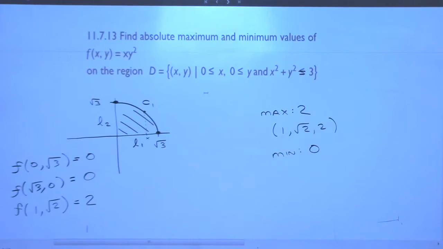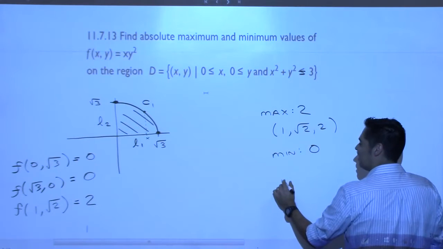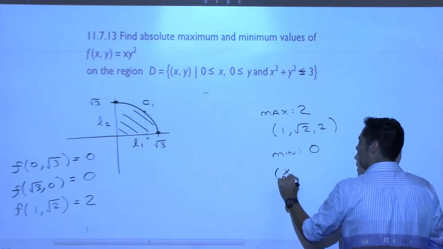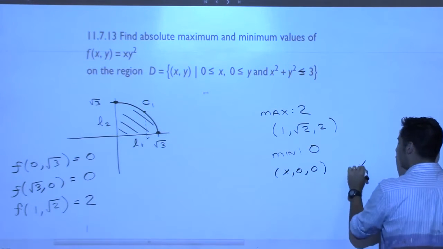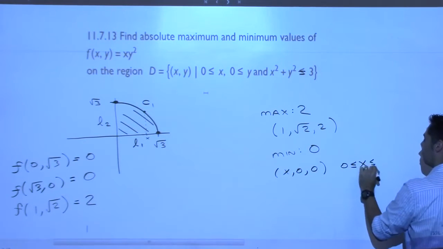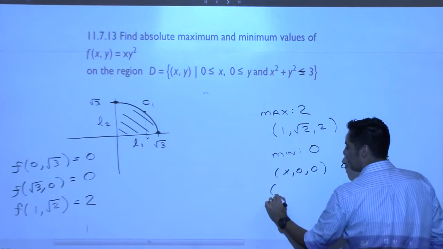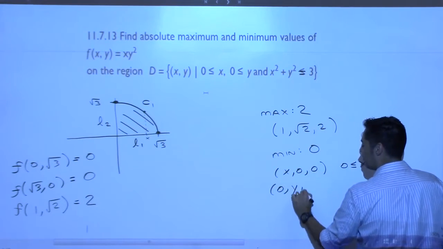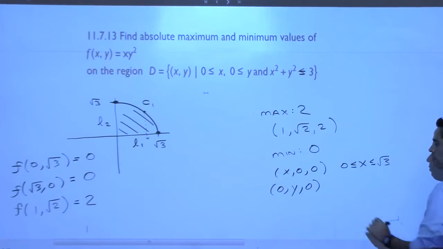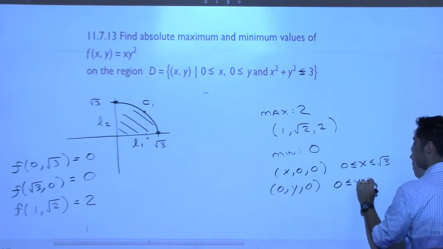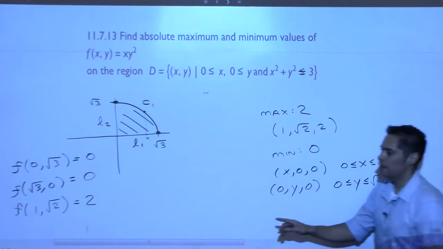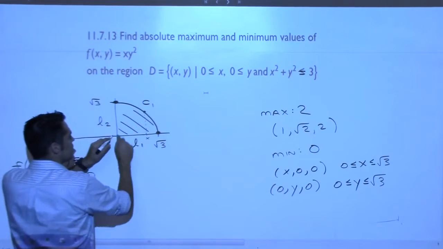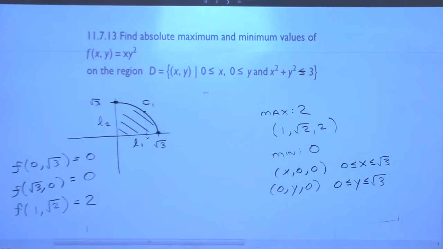It's a little more interesting, right? How do you answer that? It answers. Anywhere where you have x equal to 0, you're going to get 0, right? As long as x is between 0 and root 3. And anytime you have 0 for x, and who cares for y, and as long as your y is between 0 and root 3, that's where you're going to get your minimums. So we're saying that's just how we say along this edge and along this edge. Make sense?